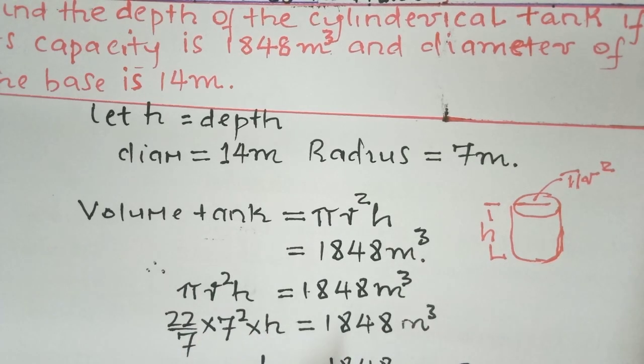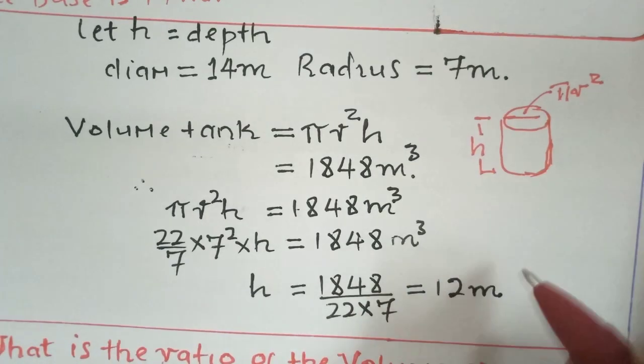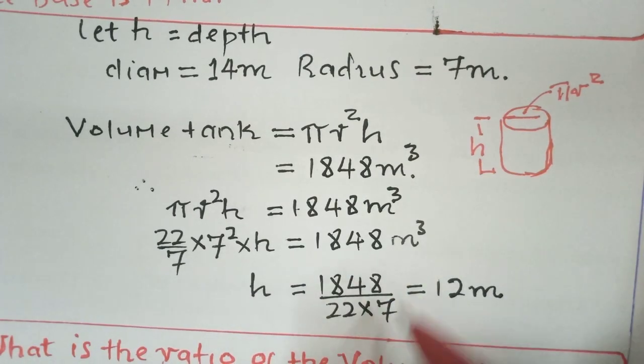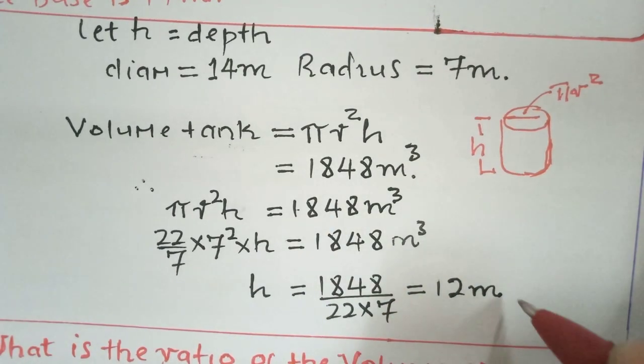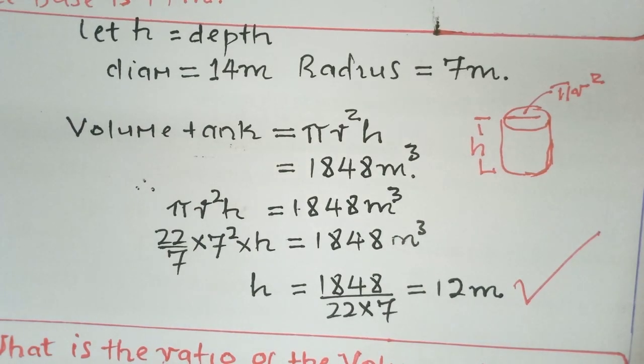So for that, we have here 22 all over 7. One of the 7s will cancel. These are 2 7s, so we'll be left with 22 times 7. And this is what we have put here. And finally, guys, when we divide that, we'll get 12 meters. So that is the height or the depth of our tank.